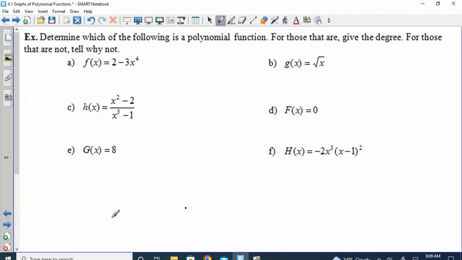So let's look at this example. I want to decide if these are polynomial. If they are, we'll give the degree. If they're not, we're going to say why not. So the first one, is that a polynomial? Yes. I have terms added or subtracted, all nice exponents. What would my degree be? The degree is the highest exponent. 4.